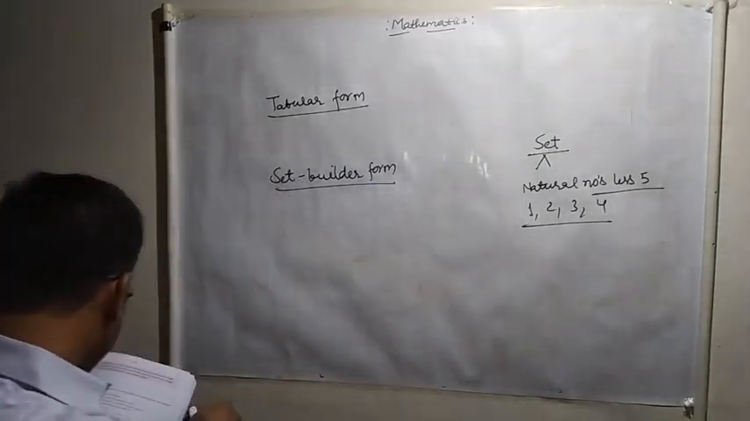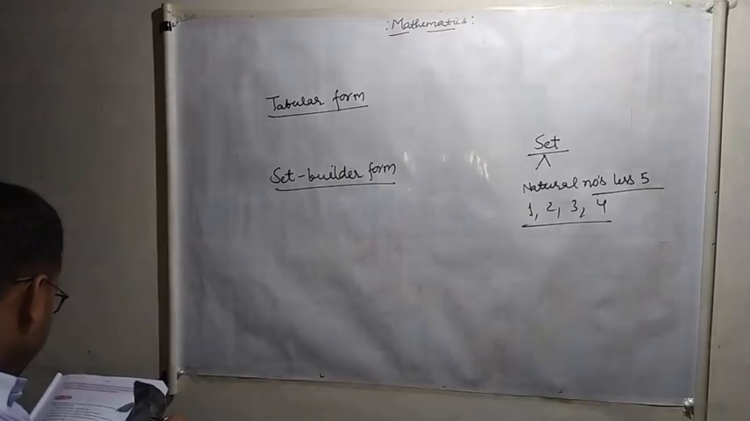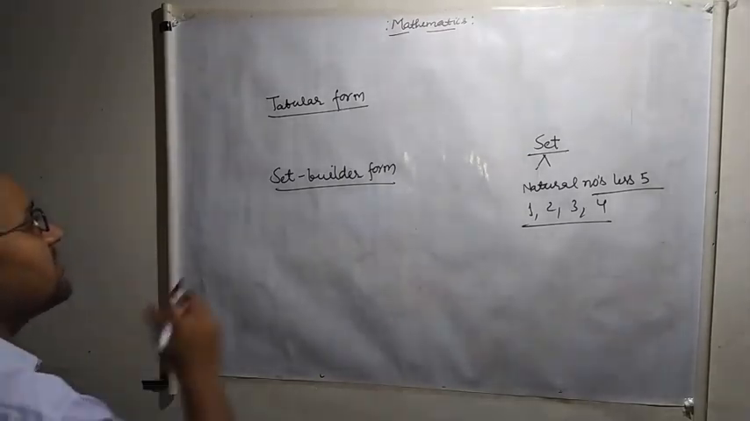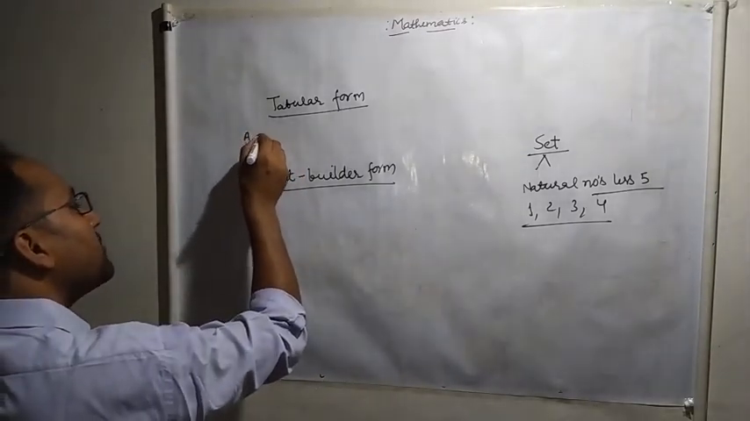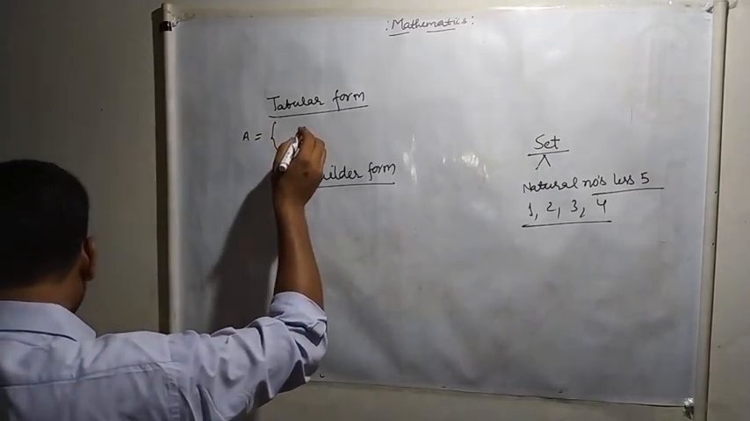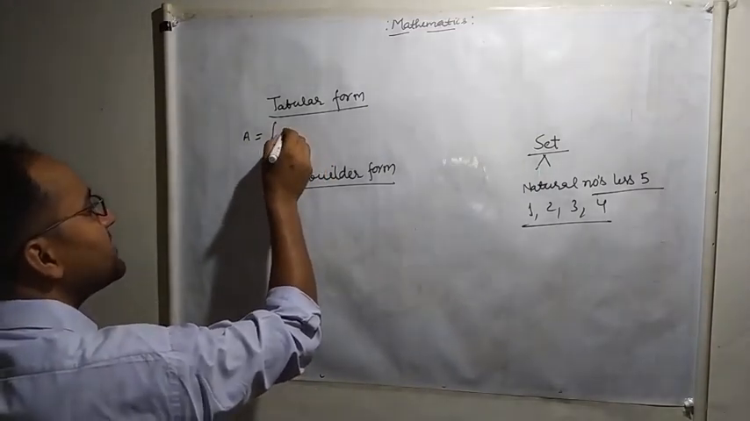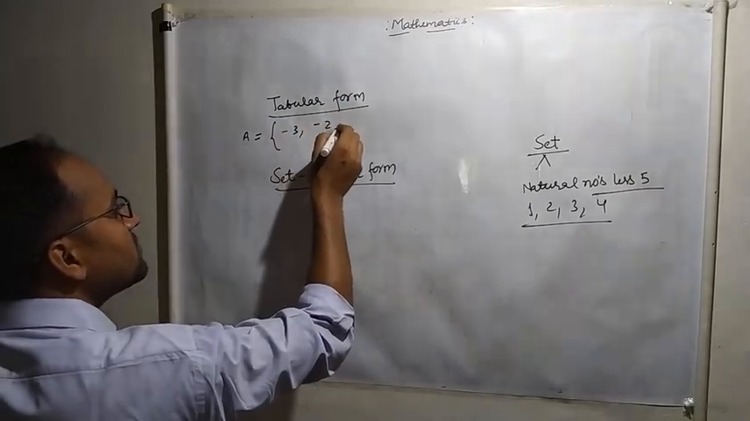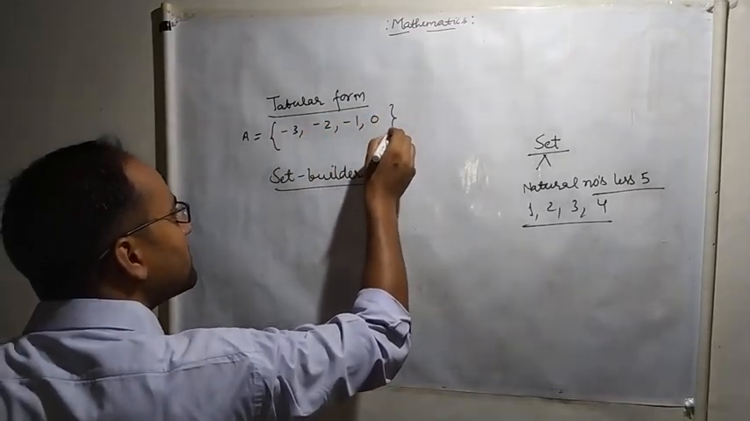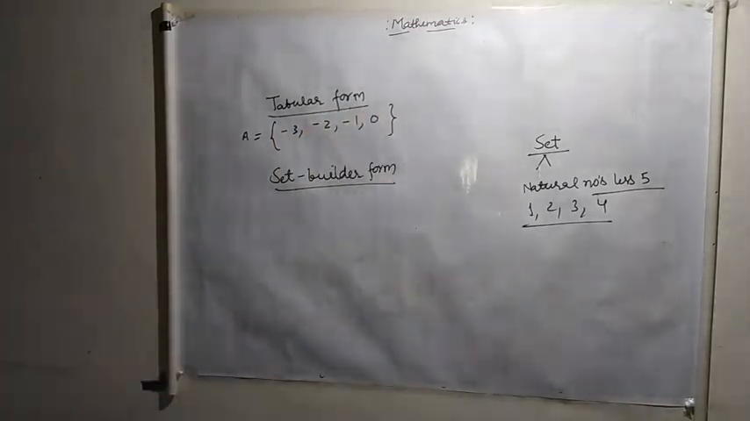So here, students, integers greater than -4 and less than 1. In tabular form: -3, -2, -1, 0. This is in tabular form.